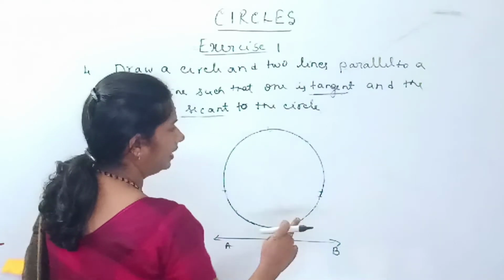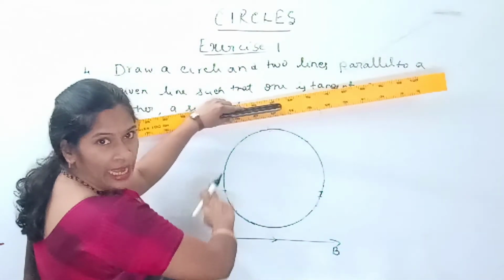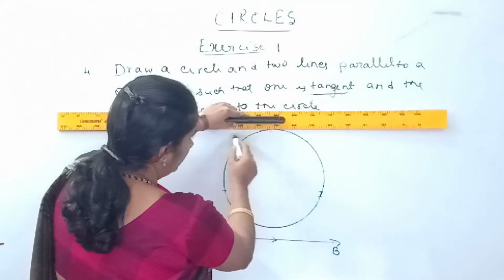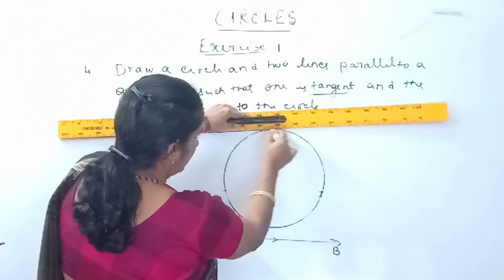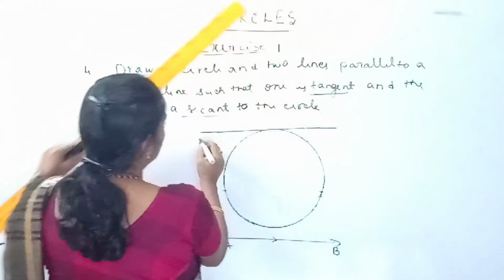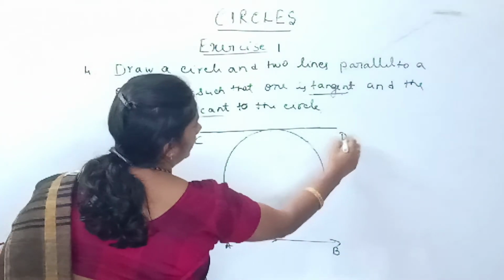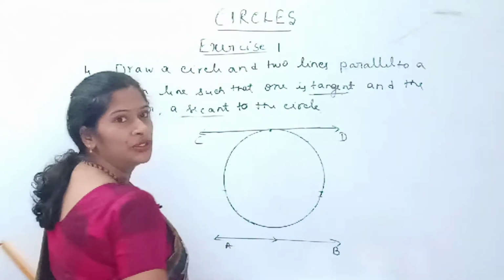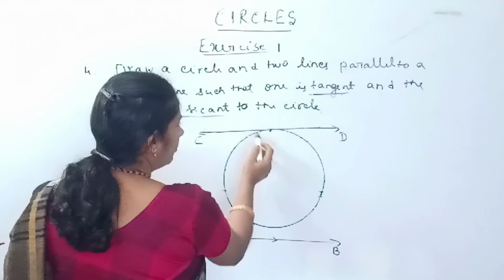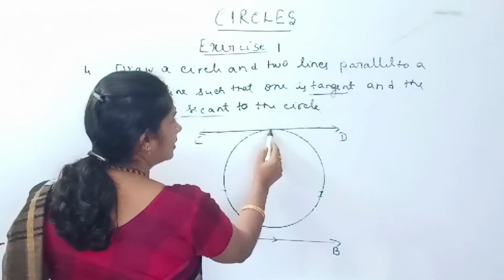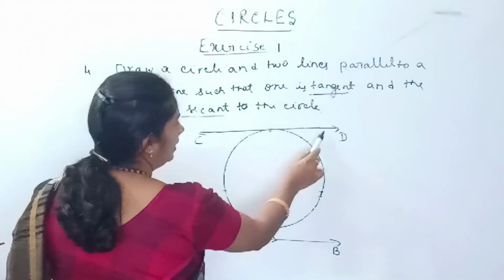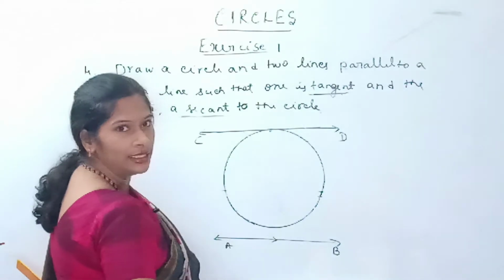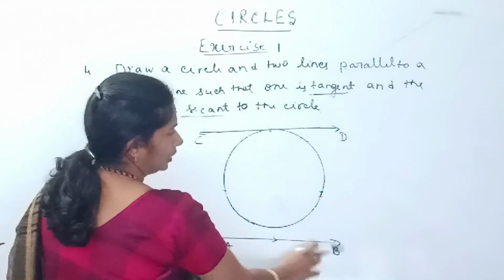Now AB is the given line. We have to draw a tangent to the circle which is parallel to AB. So let me draw one line. It should touch the circle at only one point. Let me call this line CD, and it is a tangent. So this CD line is tangent to the circle, meaning the common point between the tangent and the circle is 1. A line that intersects the circle at only one point is called a tangent to the circle. So now CD is parallel to AB.